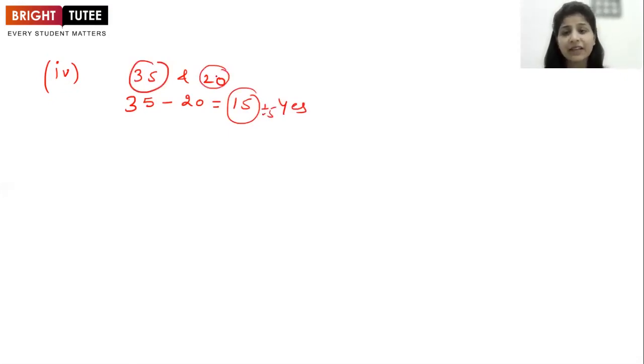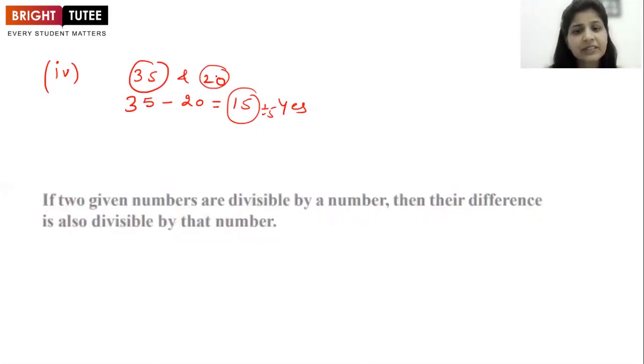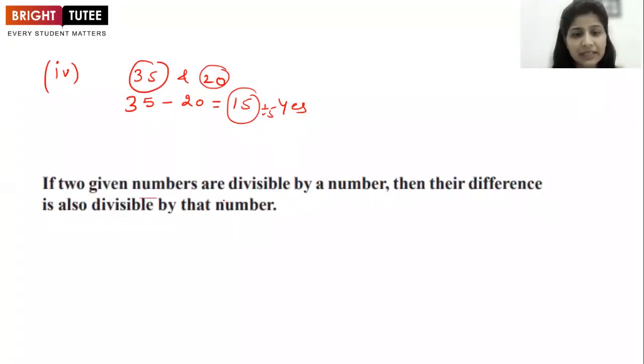That means if we have two given numbers and they are divisible by some number, then their difference is also going to be divisible by that number. So this is the result. If two given numbers are divisible by some particular number, then the difference will also be divisible by that number. After this, students, after these four results, we are going to discuss one very important concept.